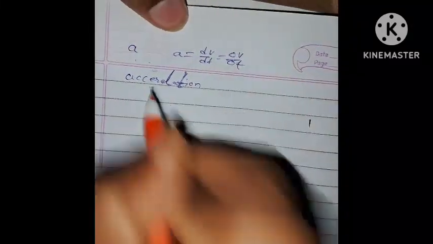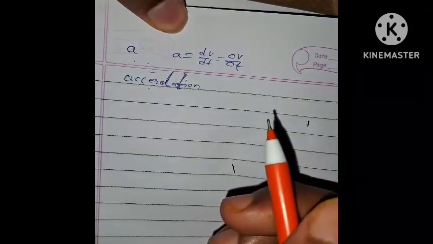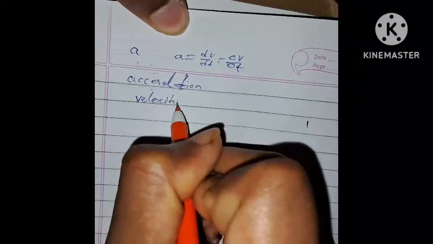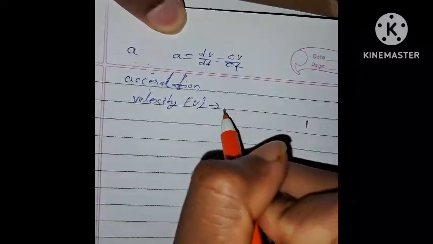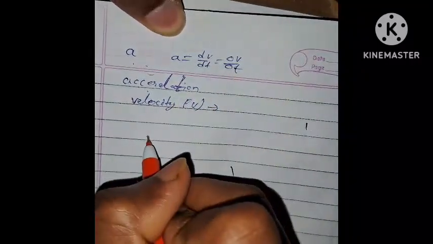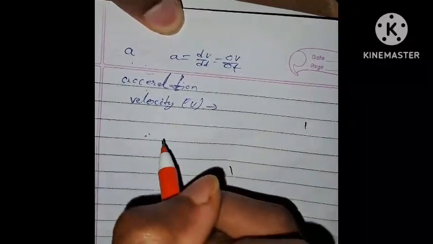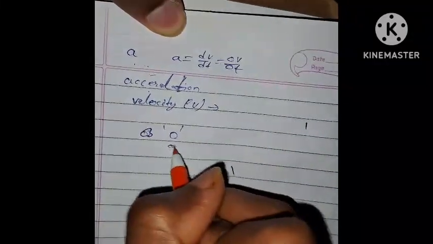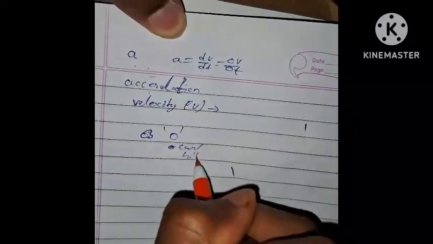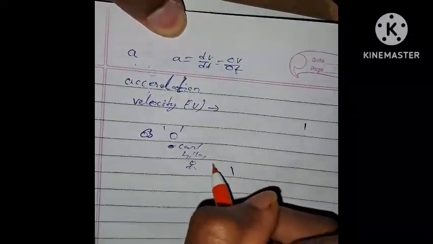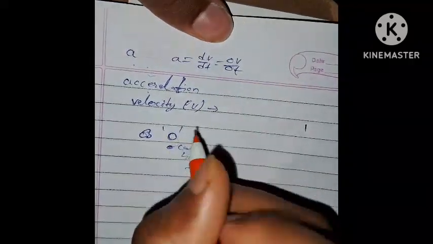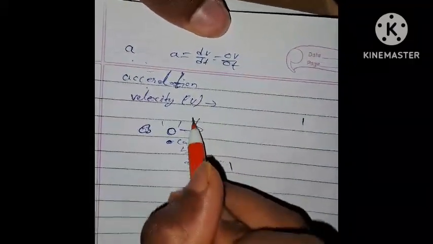So what does acceleration mean? I think you have an idea about velocity v. Let's take any object moving with the velocity v. Any object is in motion. Let's say object O, either a car, bike, or person, any. Object O is in motion with velocity v.